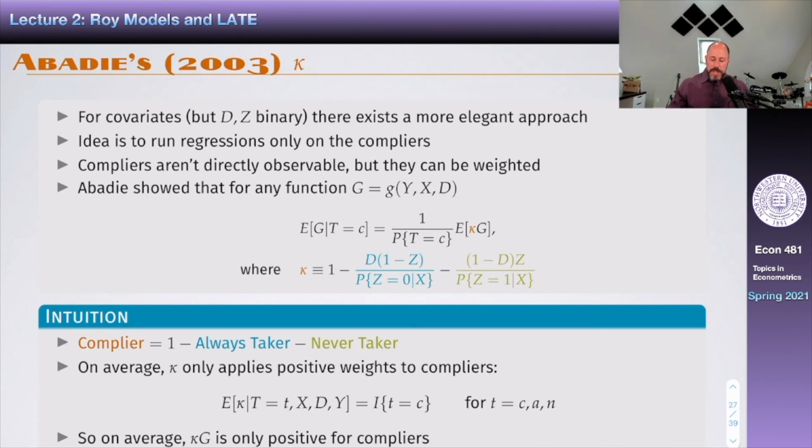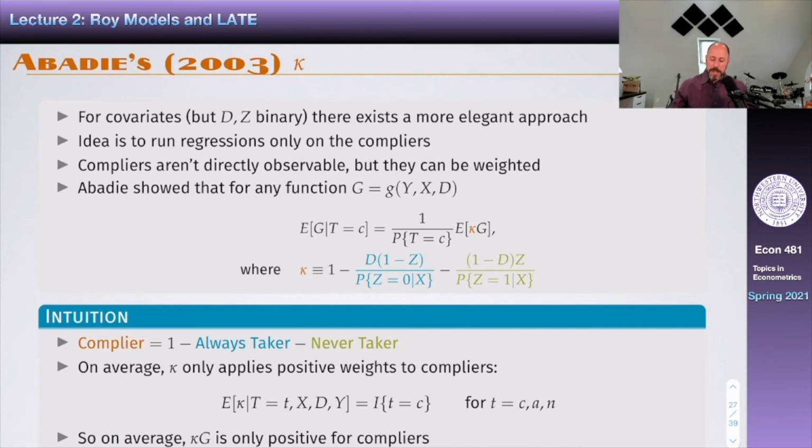Abadie showed that for any function g, which is just a function of y, x, and d, the expected value of g conditional on the type being a complier is 1 over the probability you're a complier times the expected value of kappa times g.